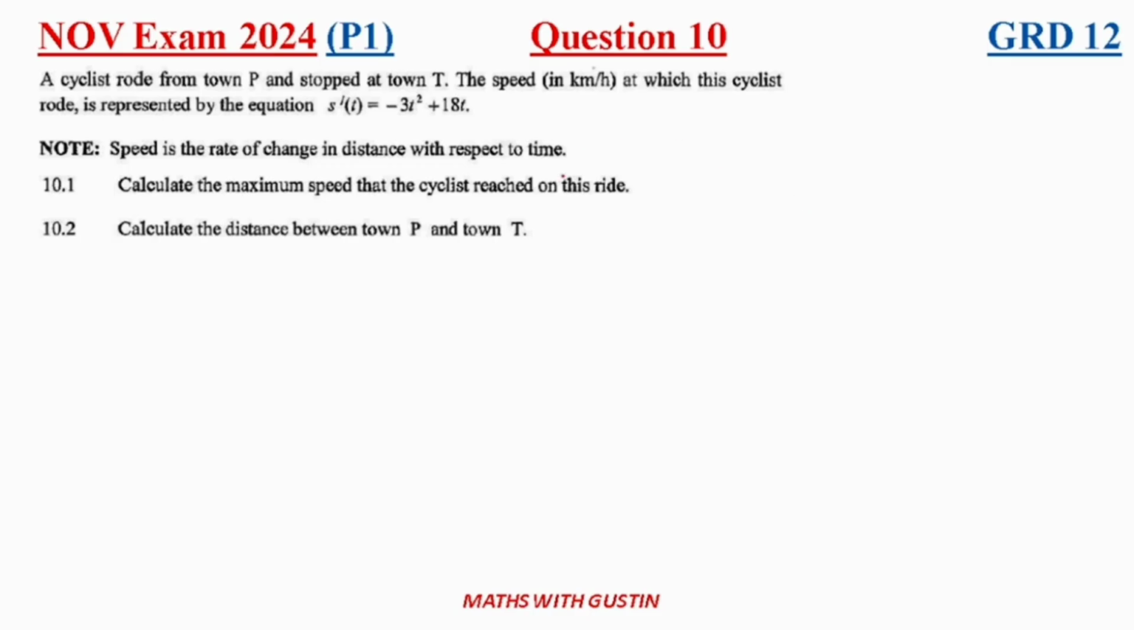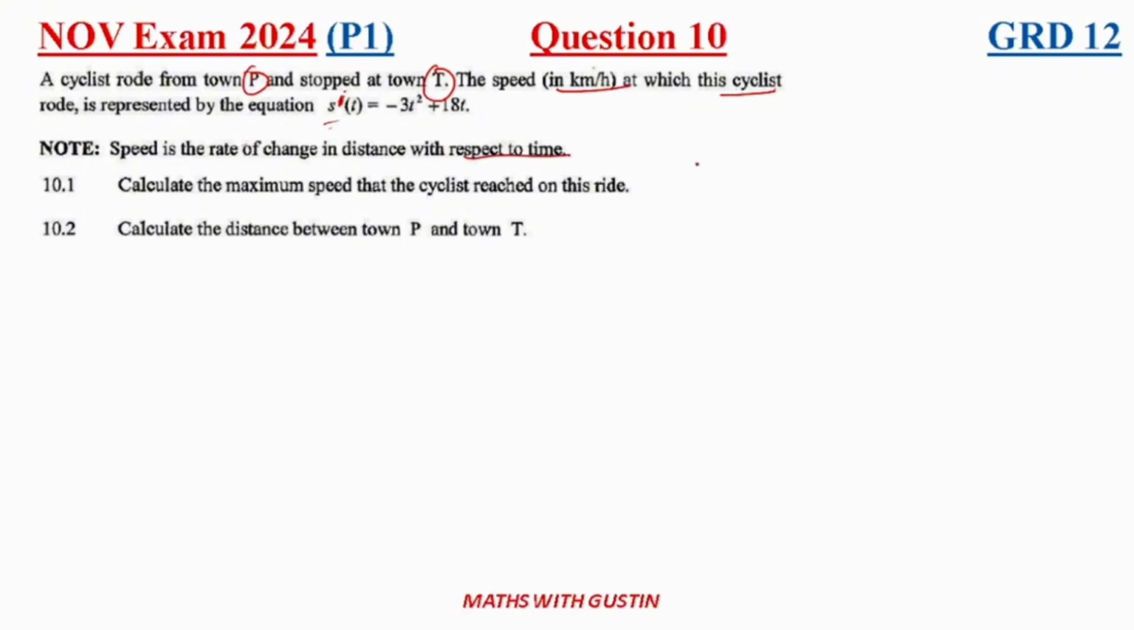Let's read the question. It says here, the cyclist rode from town P and then stopped at town T. The speed in kilometers per hour at which this cyclist rode is represented below. So this is our formula here. As you can see, it's a derivative. It means they have derived this from the distance. They said that please note that the speed is the rate of change in distance with respect to time.